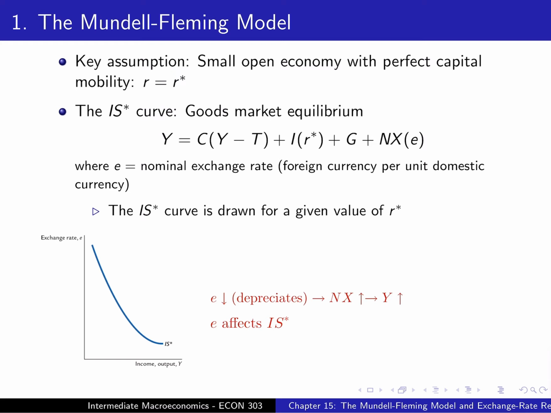Now think about what happens when the domestic currency depreciates. A lower exchange rate makes domestic goods cheaper for foreigners. This boosts exports, increases net exports, and raises output Y. So when E depreciates, we move down along the IS star curve. The graph shows this inverse relationship between E and Y along the IS star curve.